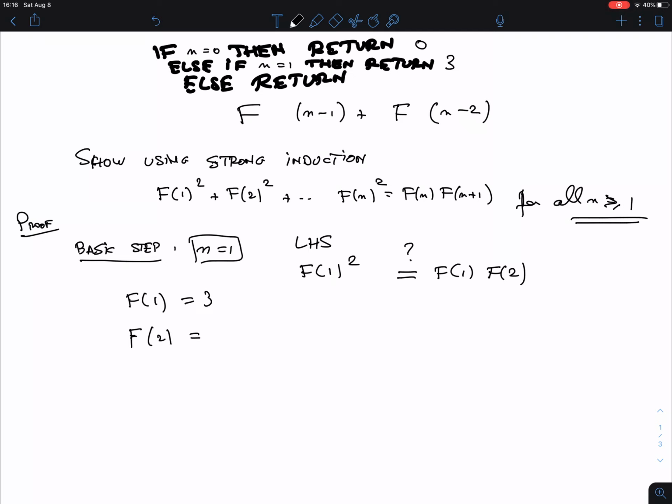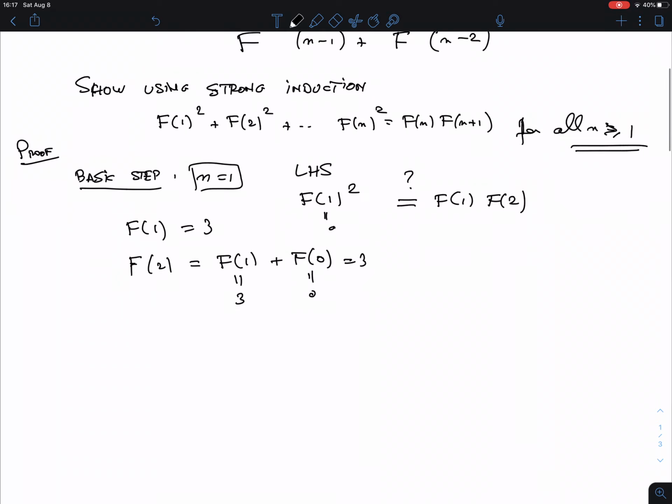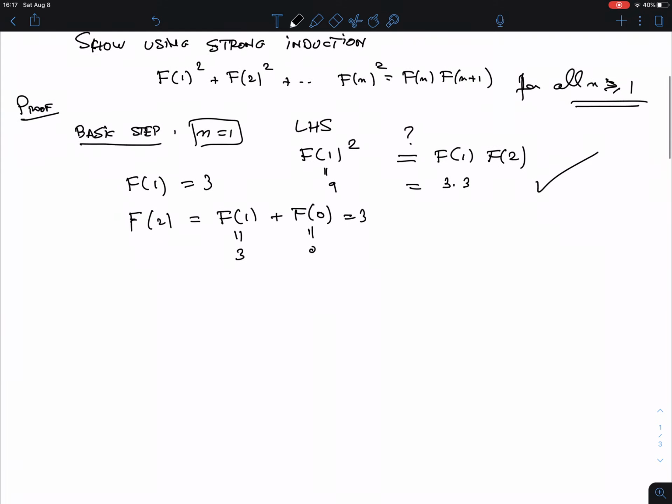f2 we don't know yet. The algorithm has to still calculate this, right? Because we are neither in these two cases, we're in the else case here. So it says it is f1 plus f0. Now, luckily we know what these two are. f1, we already said is 3, and f0, from this one, tells me that if n is 0, then the outcome is 0, so f0 is 0. So f2 is 3. And so now the question becomes, is 9 equal to 3 times 3? And that is, of course, the case. So that's the basic step. You see, there's a little bit more work that I have to do here. So now the induction step.